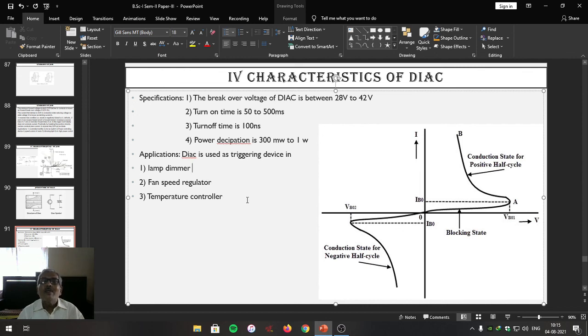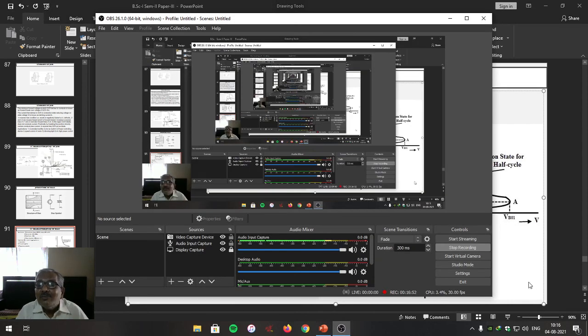Student friends, today we have studied the diac as a bidirectional device, its construction, its working, its circuit symbol, its current voltage characteristics, specifications, and also the applications of the diac. Next time we will go for another bidirectional device, known as the triac.